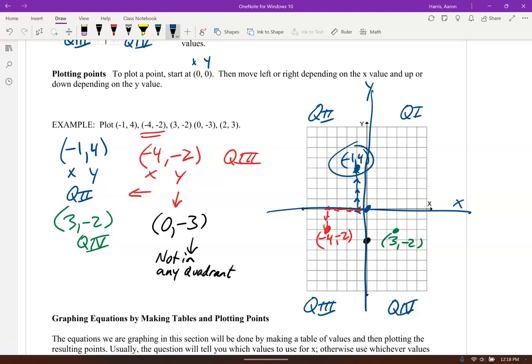All right, let's do this last one, 2, 3. Right 2, up 3. 2, 3 is in quadrant 1.